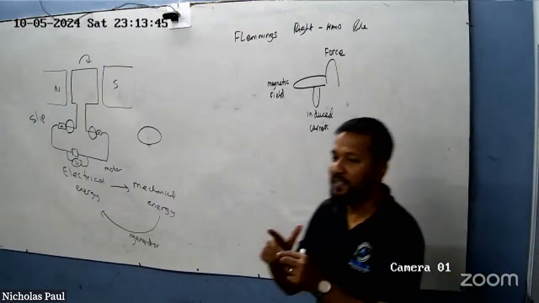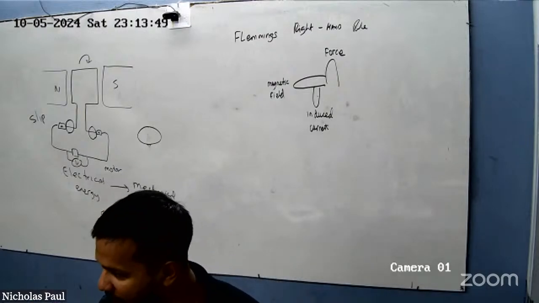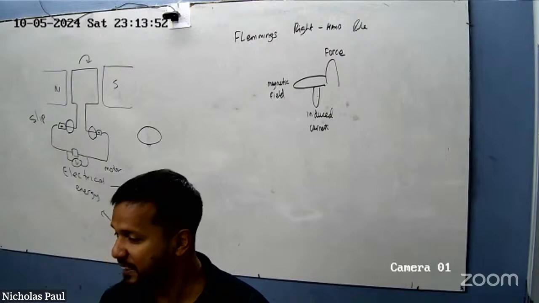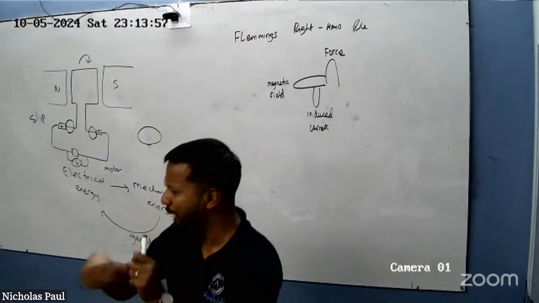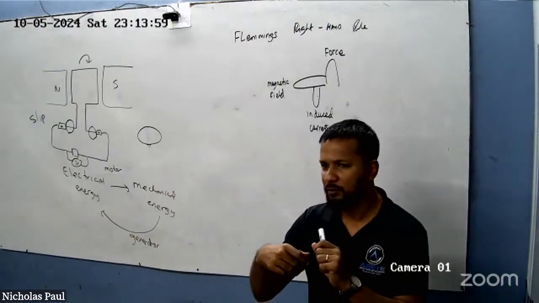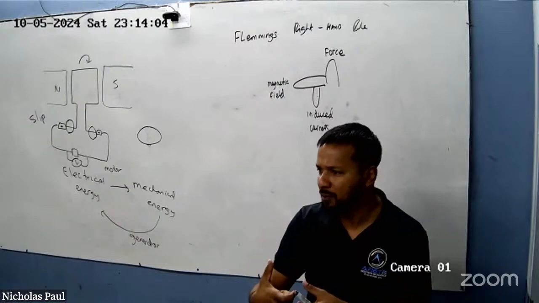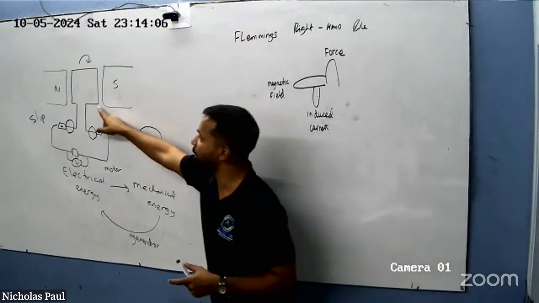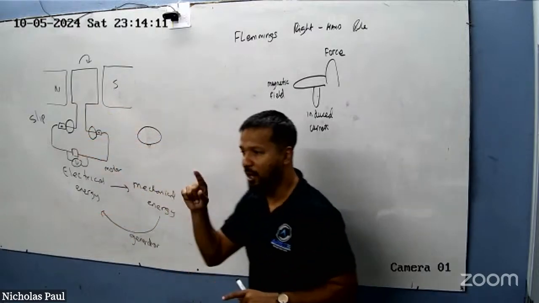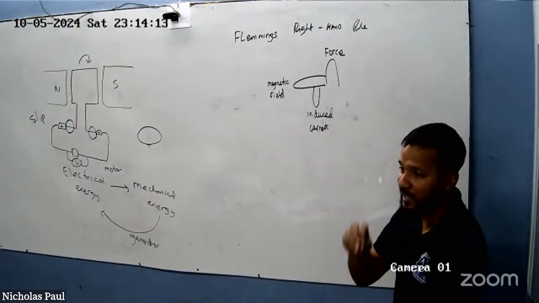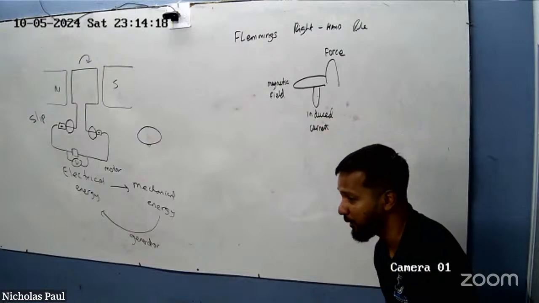Whenever you move something in a magnetic field, you're going to get current. If you take a conductor and move it in a magnetic field, you get current. Have you used those wind-up torchlights before? You wind it up for the light to come on. What you're doing is moving a conductor in a magnetic field. That is called induced current, because it's not permanently there.